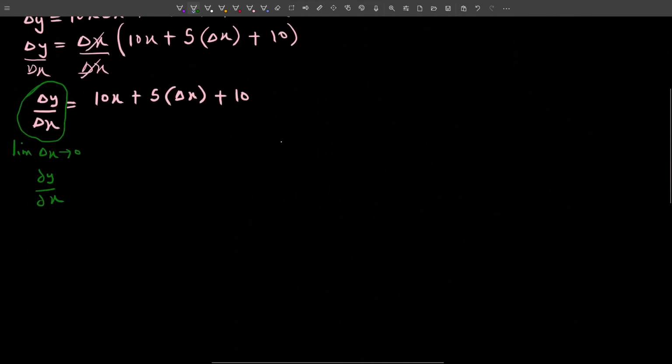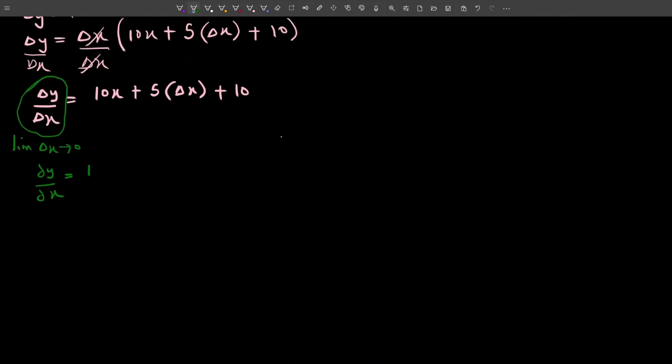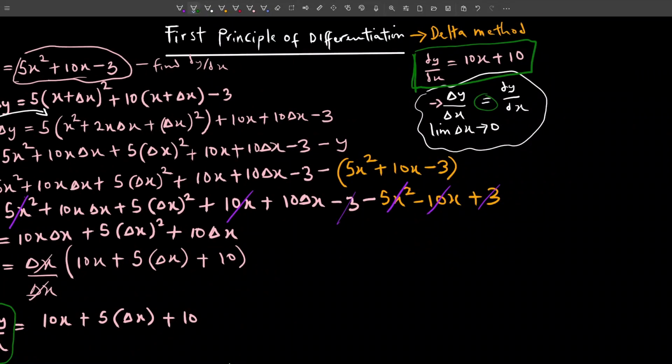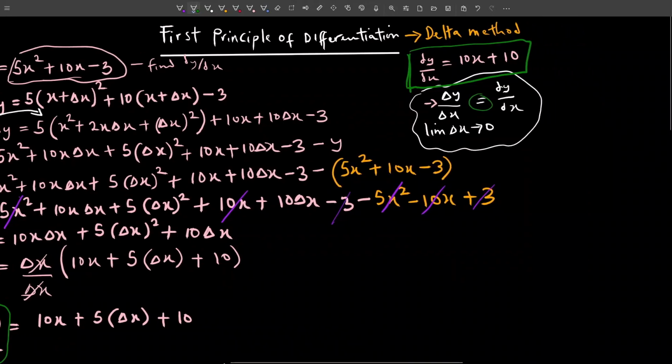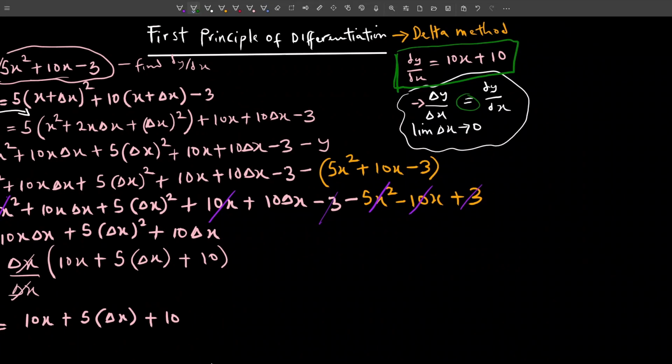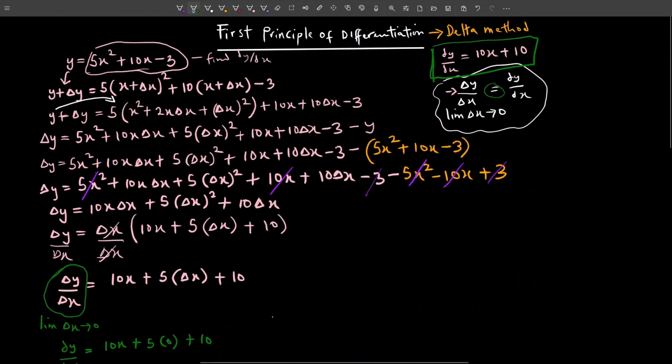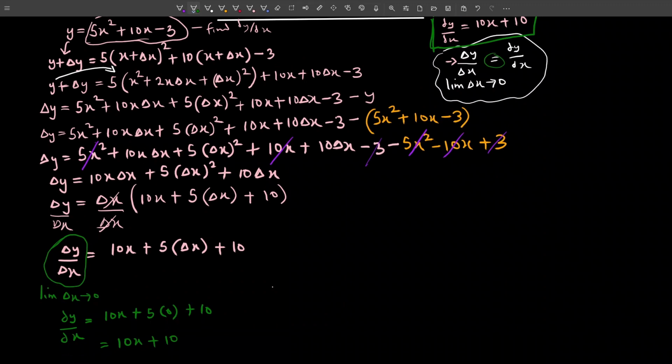So dy/dx is equal to 10x plus, we're limiting change in x to 0. That means wherever you say change in x, let's put 0. This will become 5 into bracket 0 plus 10. So dy/dx will be equal to 10x plus 10. So let's cross check. We differentiated using the other methods we know, and we got 10x plus 10. Now using first principle, we got the same answer. So this method of differentiation is called first principle.